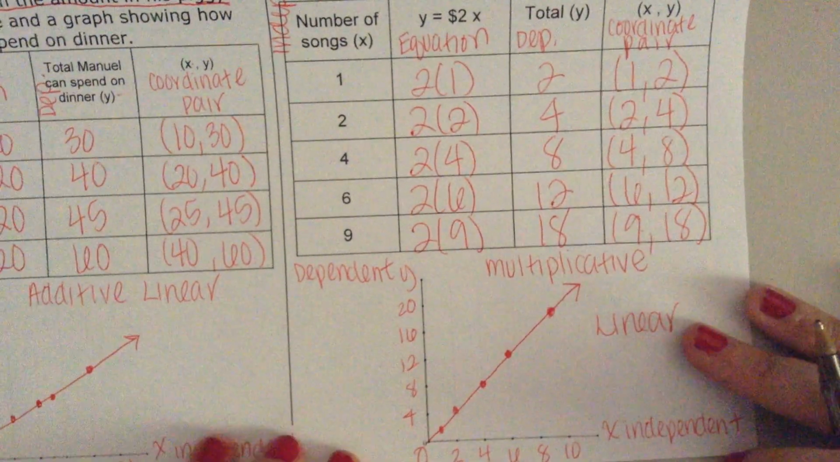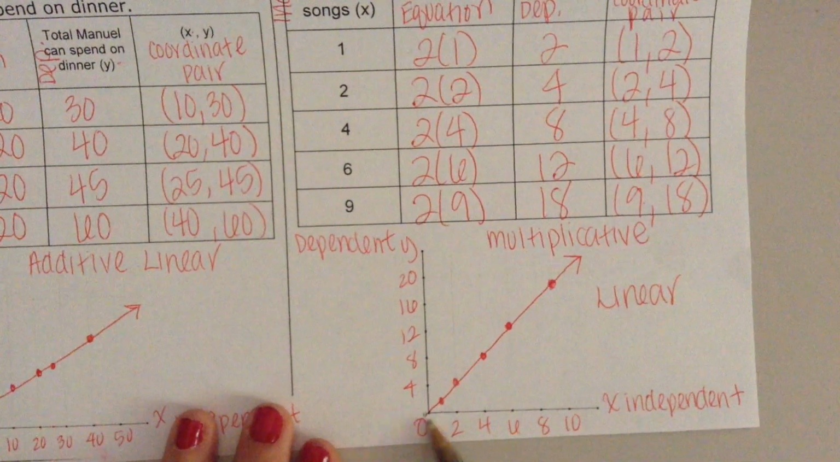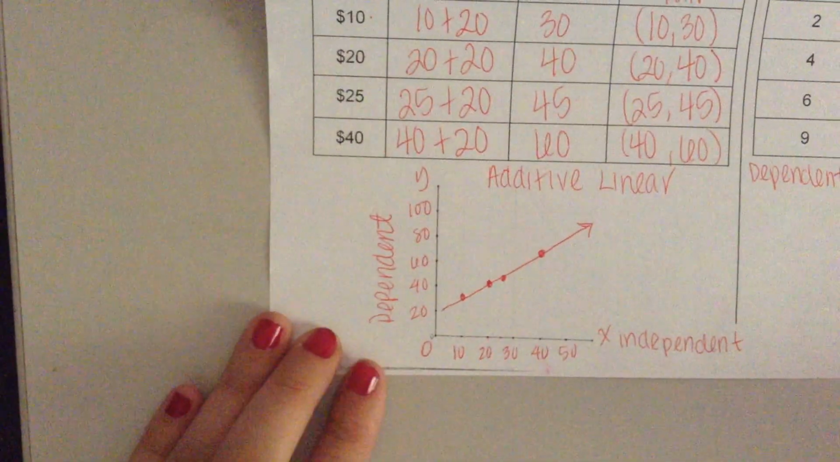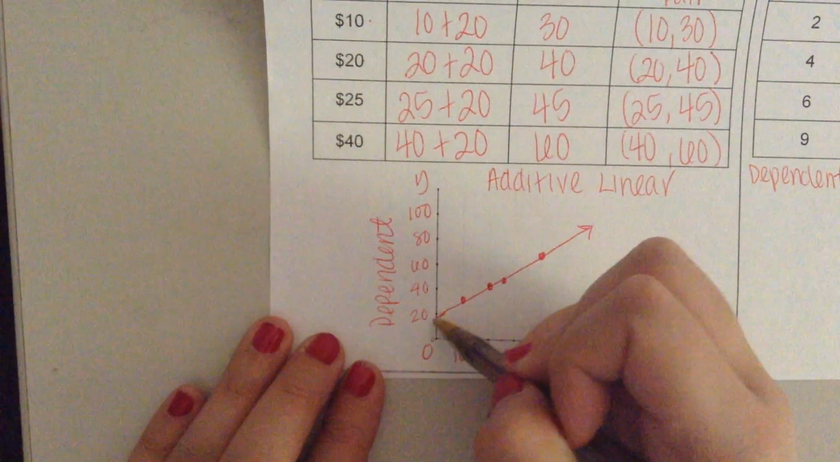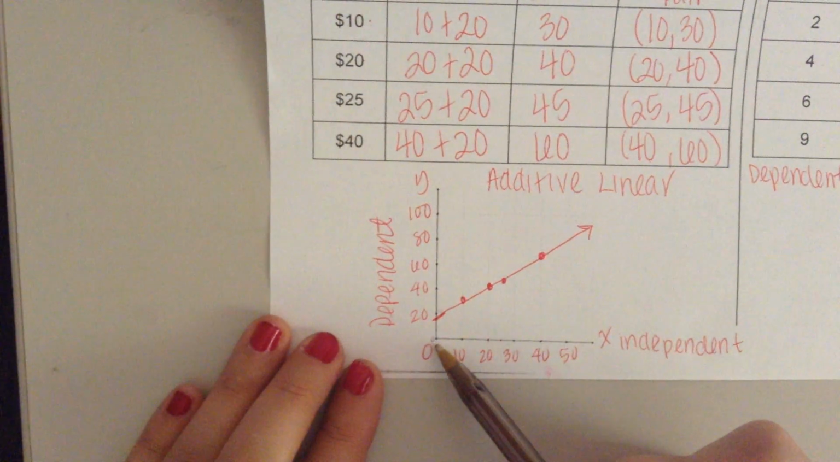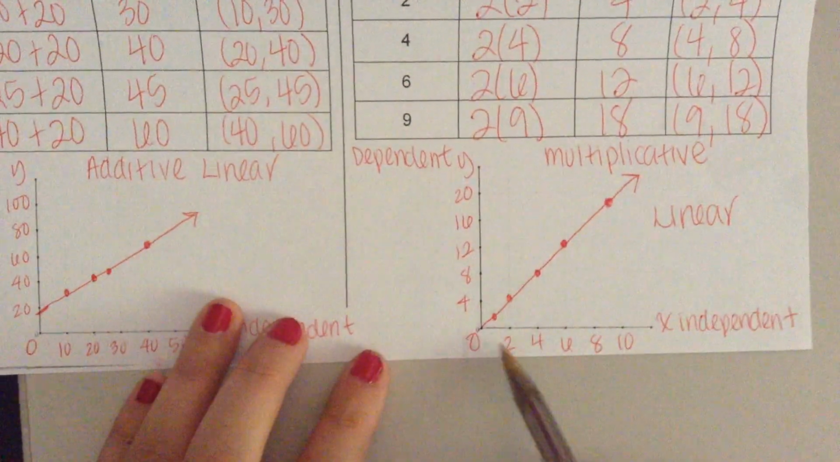Okay. Now it's important that you understand that multiplicative starts at 0, like this one. See how it started at 0. And then additive does not start at 0. See how it started up here? Okay. So it did not start at 0. 0 is down here in the corner. So additive does not start at 0, and multiplicative does.